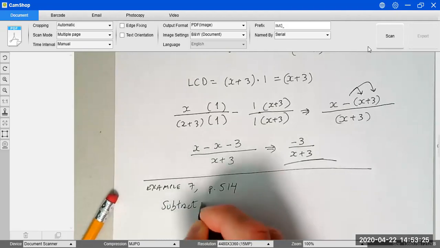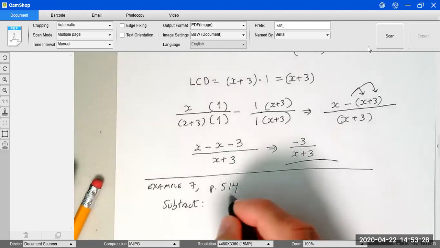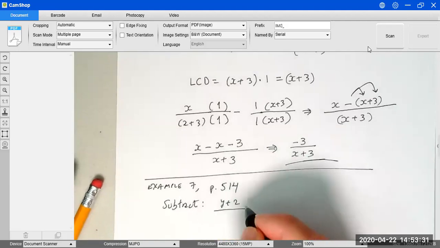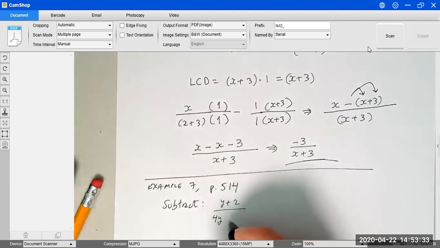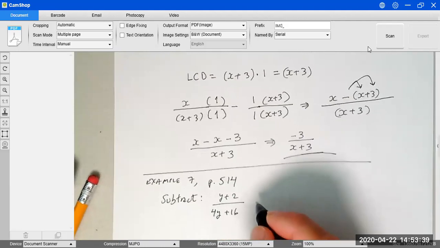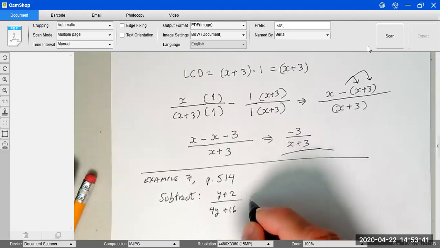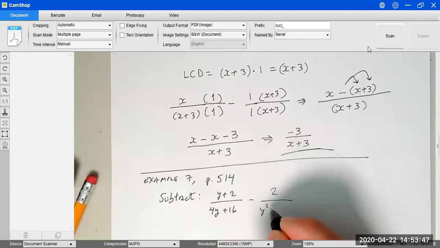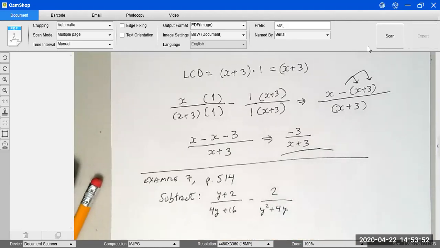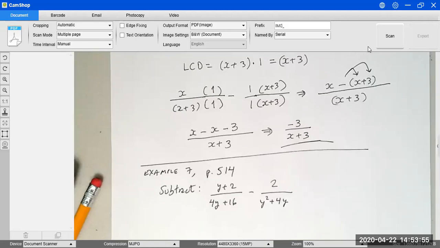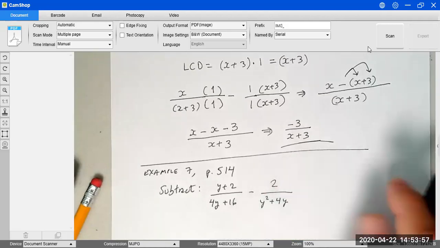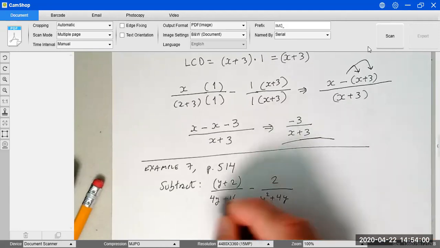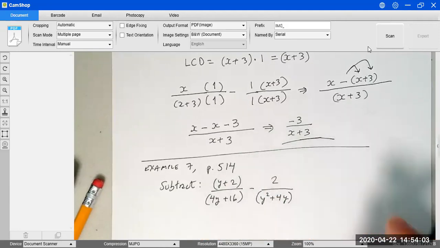So we're going to subtract y plus 2 over 4y plus 16, minus 2 over y squared plus 4y. So that's the problem. You can see the denominators are different. Use parentheses to prevent mistakes.